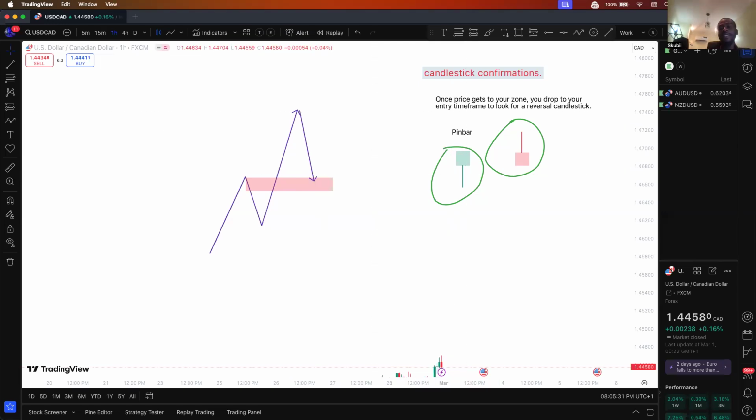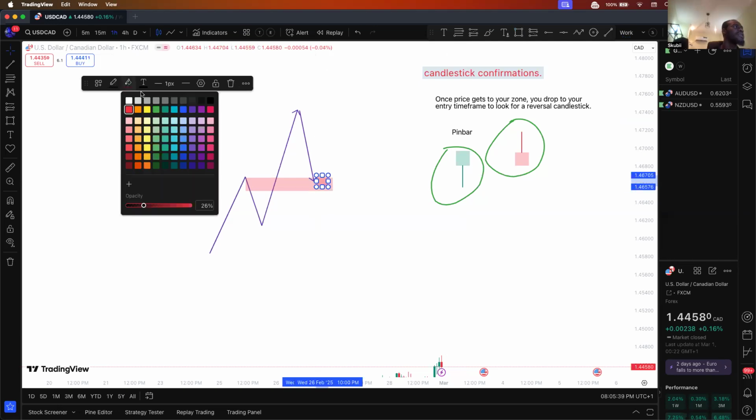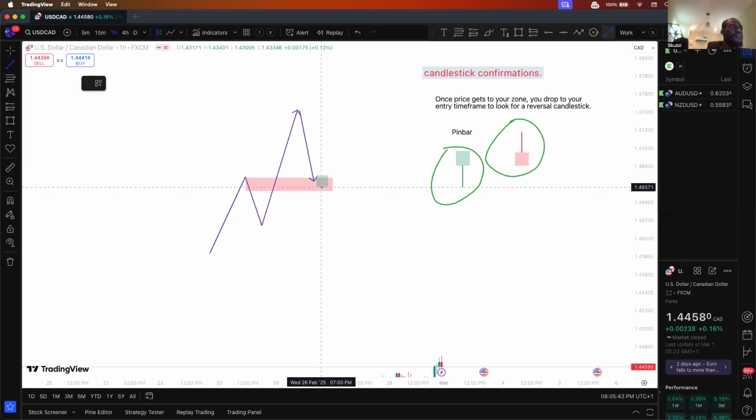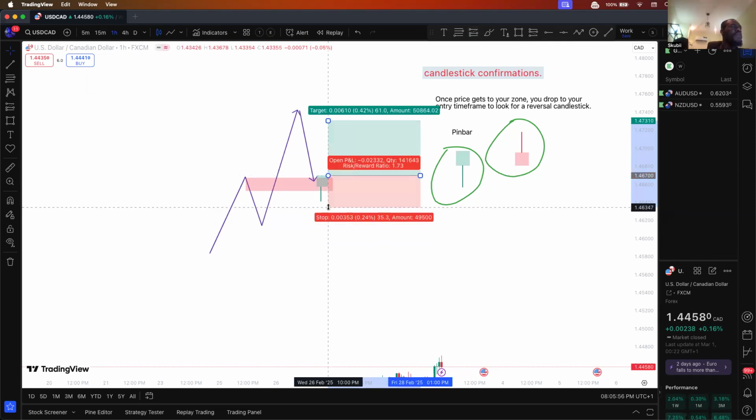Now, once I see this whole hammer candlestick formation, something like this, what I'm going to do is jump on my trade at the close of the candlestick. That's entering my trade around the close of the candlestick. Stop loss a few pips below the candlestick, and then we target the 1 hour high.